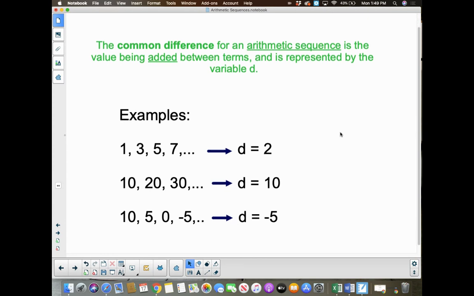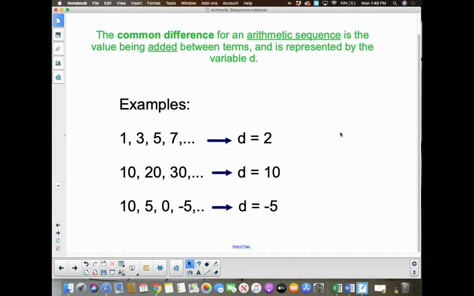Below are the same examples from the last slide. Our common difference is 2. For the first one, our common difference was 10, and then our common difference was negative 5. We might say that we subtracted 5, but in reality, we're adding a negative 5. A way I like to remember this is that if I'm doing an arithmetic sequence, I'm adding. Notice how arithmetic has an A, and so does added. That helps you remember it.